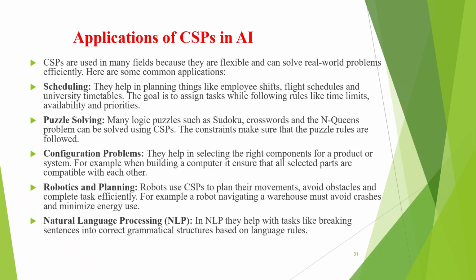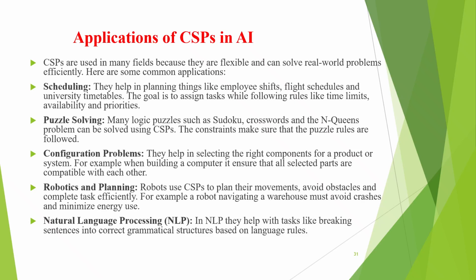We are using CSP in puzzle solving. Many logic puzzles such as Sudoku, crosswords, and N-Queens problems can be solved using CSP. The constraints make sure that the puzzle rules are followed. Configuration problems: they help in selecting the right components for a system. Robotics and planning: robots use CSP to plan their movements, avoid obstacles, and complete tasks efficiently.